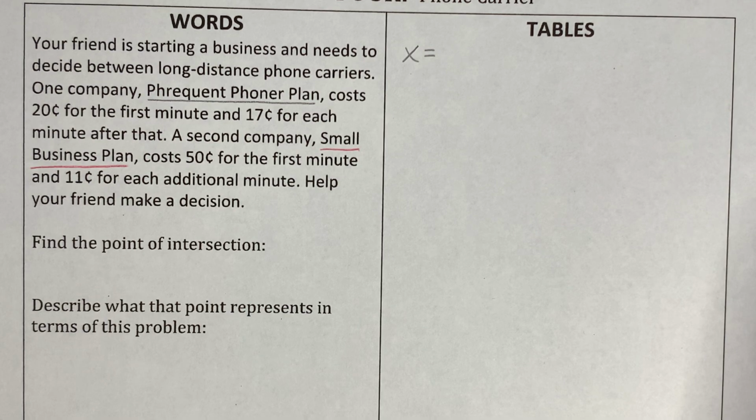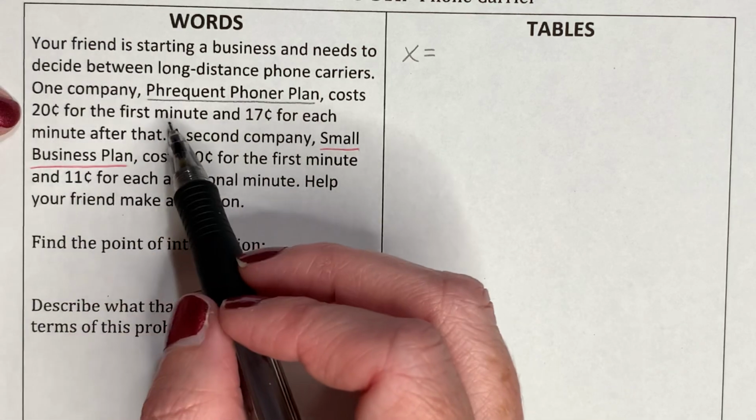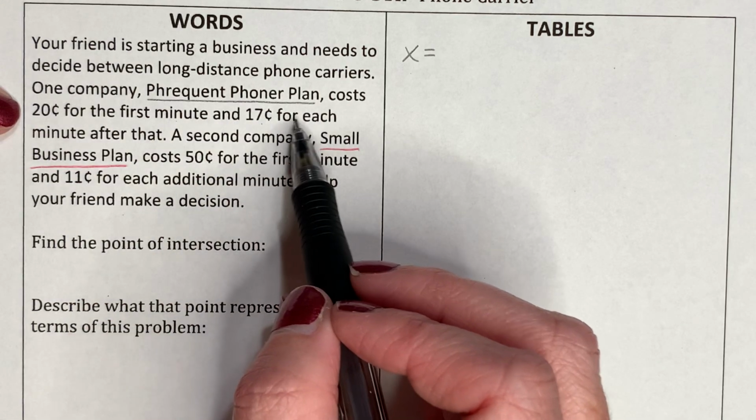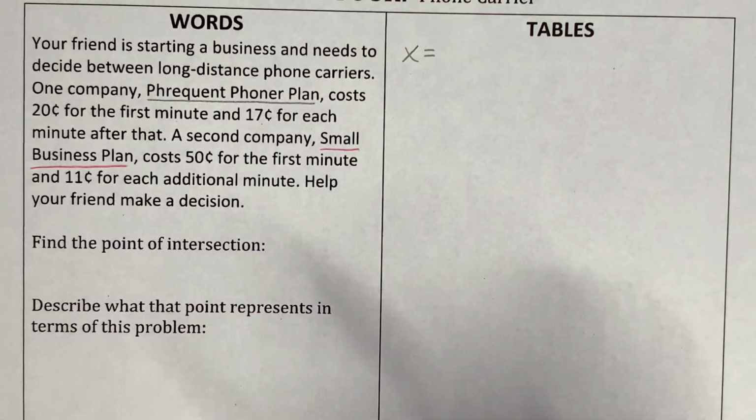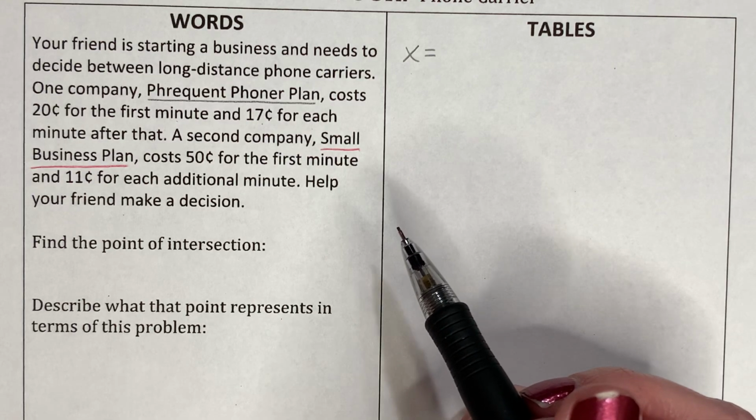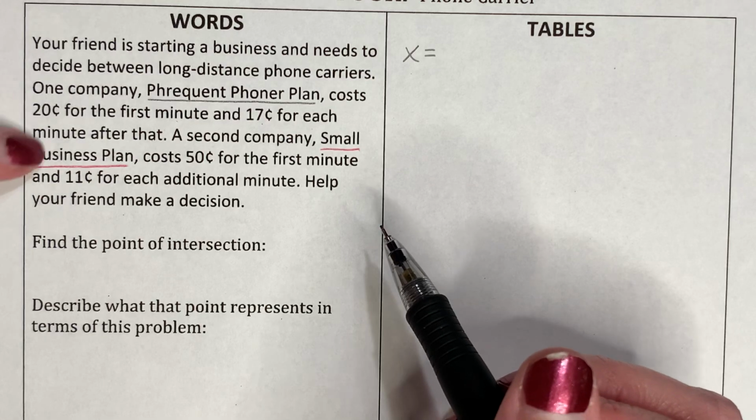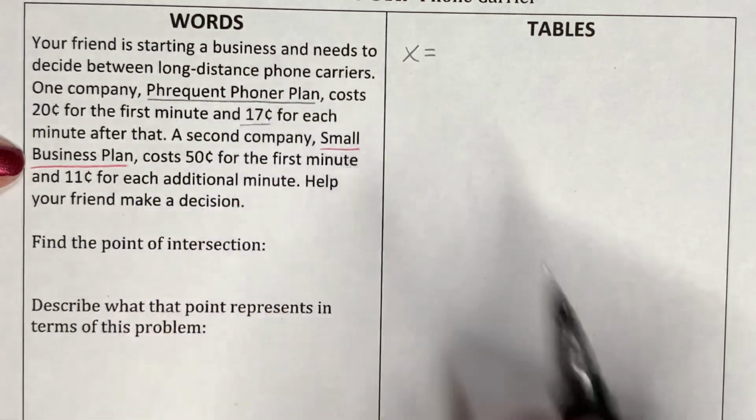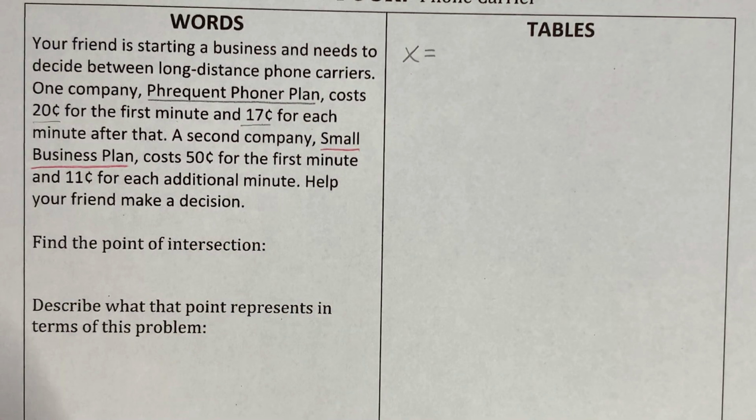Well, think about what we know about slopes and what we know about y-intercepts, right? So what do we have? Cost is 20 cents for the first minute and 17 cents for each minute after that. Each minute after that is a pattern, isn't it? It means if I have 1 minute, it's 17. If I have 2 minutes, it's 2 times 17. If I have 3 minutes, it's 3 times 17. This is my slope. This is my rate of change. And the 20 cents is going to be the 20 cents that I get charged no matter what, right?